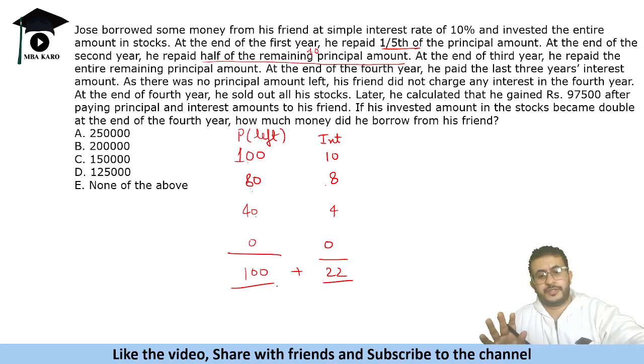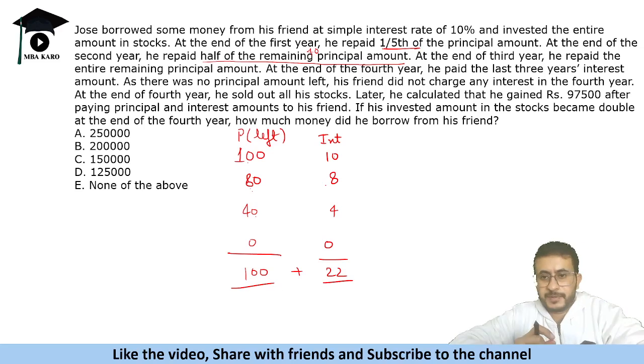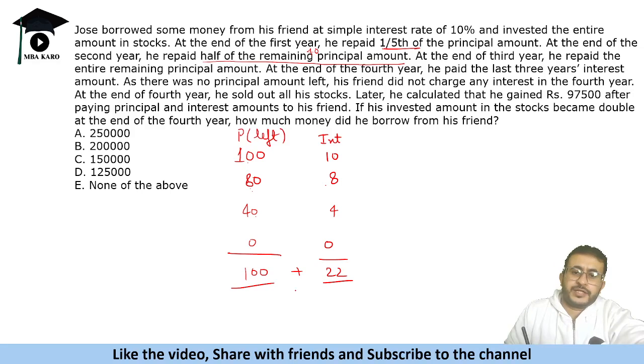So he paid a total principal of 100 rupees plus an interest of 22 rupees in total. It was important to understand this part: the first year he will pay 10 rupees interest, the second year he will pay 8 rupees interest, the third year he will pay 4 rupees interest. Why? Because it is simple interest, not compound interest. Now he has paid a total of 122 rupees to his friend.